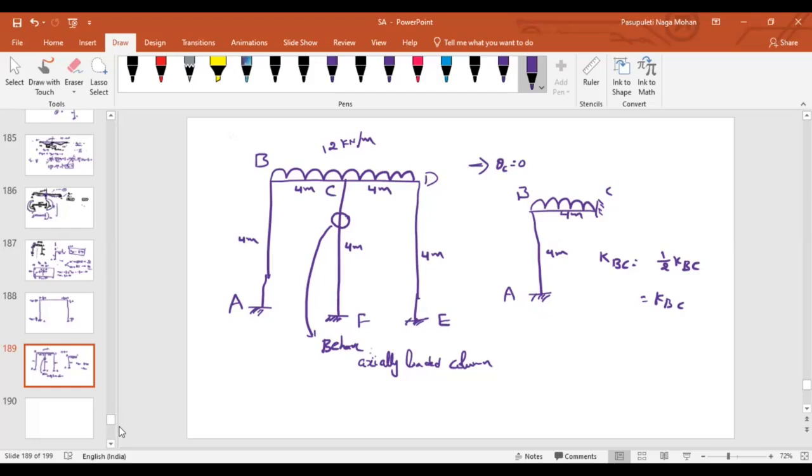So any doubts in the moment distribution method? We'll go through the problems, sir. I've seen some 10 problems, sir. After going through them, I'll let you know. That's fine, sir. If you go through the problems, obviously doubts will arise, but whatever we discussed is fine, right? We have discussed the symmetry today.